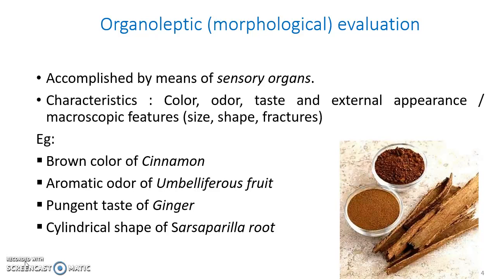For example, crude drugs like cinnamon can be identified by its brown color, umbelliferous fruit with its aromatic odor, ginger with pungent taste, and the cylindrical shape of sarsaparilla root.